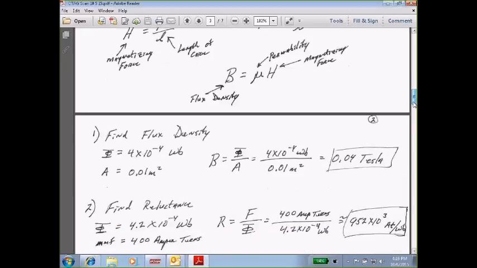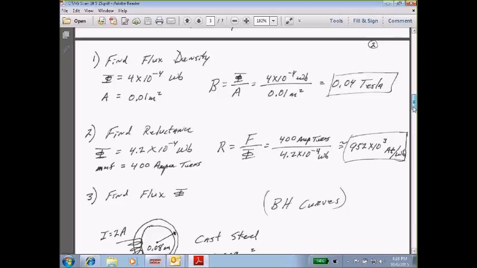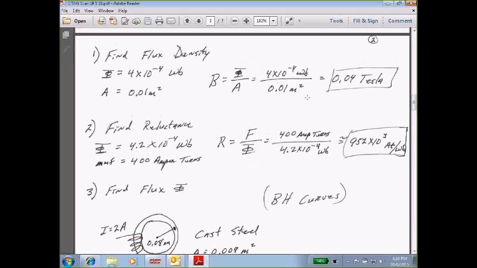Okay, now I've got a couple of example problems here. We're to find the flux density, and we're given that the flux is 4 times 10 to the negative 4th Webers, and the area is 0.01 square meters. So the density is equal to the flux divided by the area. We divide those, and we come up with 0.04 Tesla. That is your flux density.